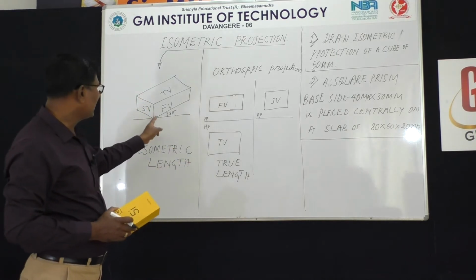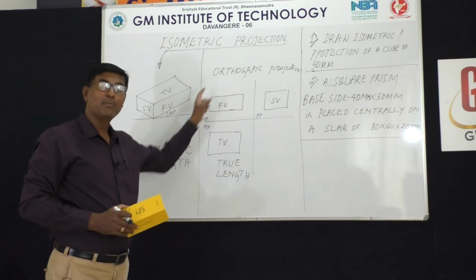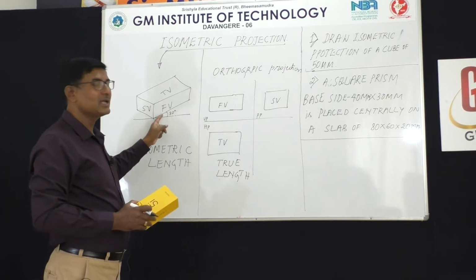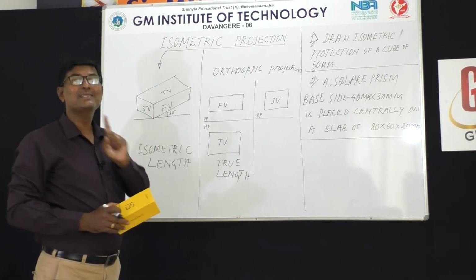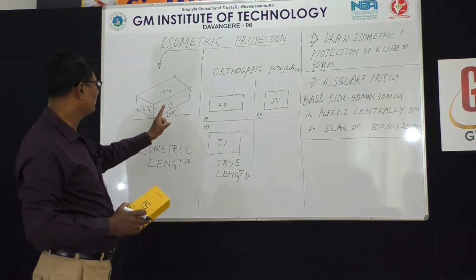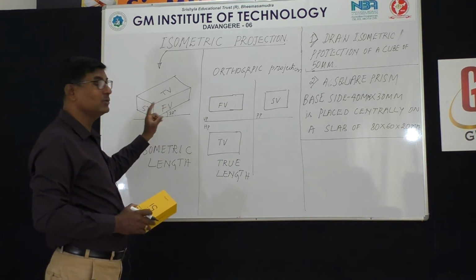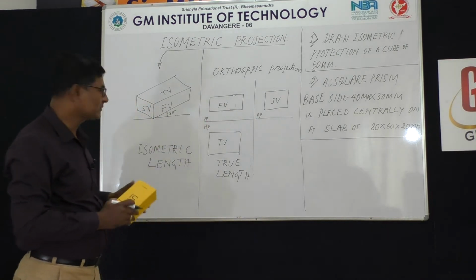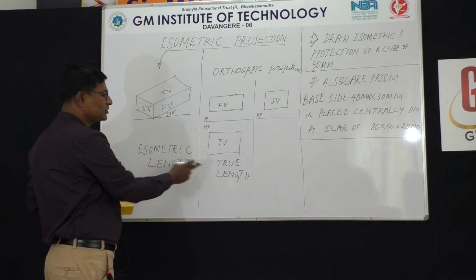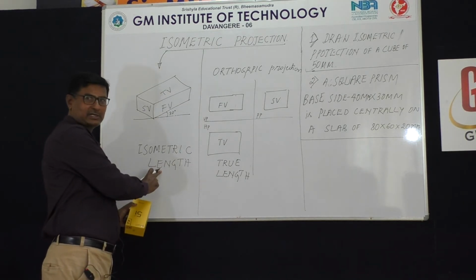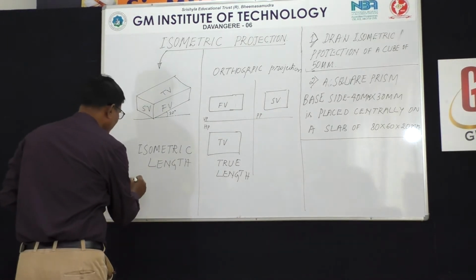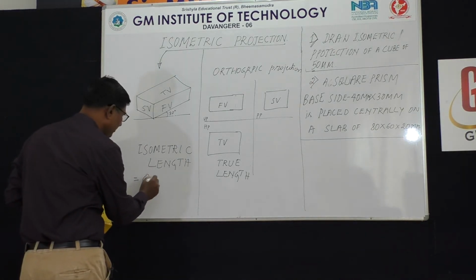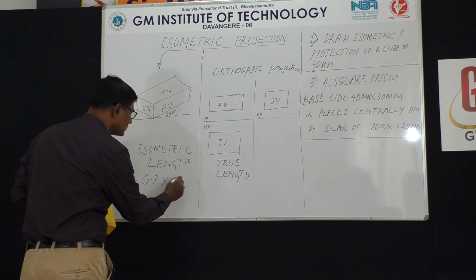So, what is the drawback of this one? Combining them together is difficult in order to express the object, whereas here one look, one setup, one sketch will give you an idea of front view, top view and side view simultaneously. Here they are separate. But what is the drawback of this one? None of these lengths are in true length, they are in isometric length. What is the relation? Isometric length is approximately 0.8 times the true length.